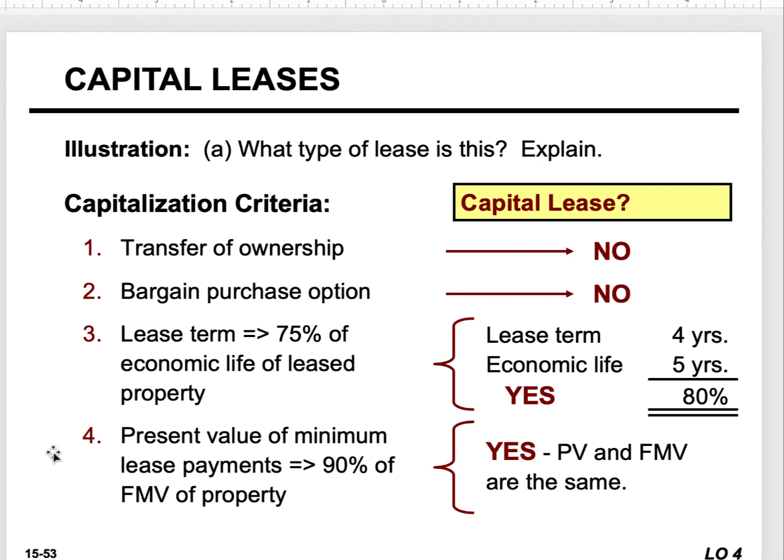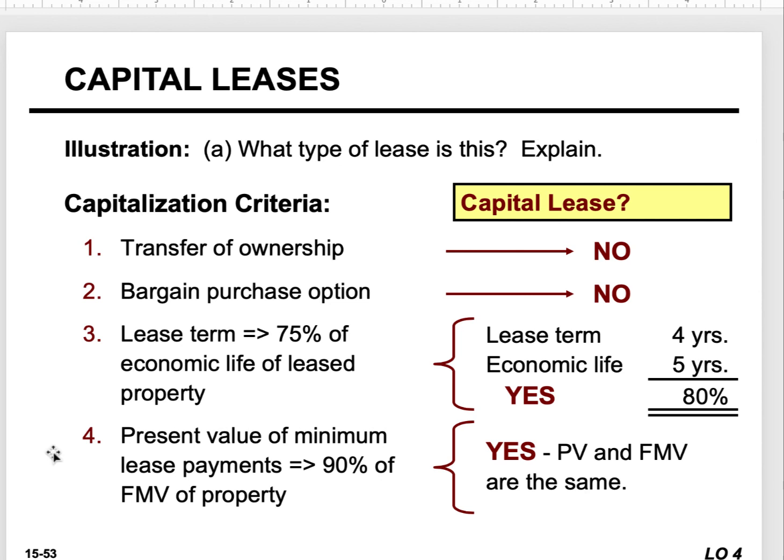Stop, because remember, we have to hit one out of the 4 criteria. Because the lease term is equal to or greater than 75% of the economic life of that piece of property, we have to capitalize it. Okay? Now, for sake of argument, let's just keep going. In the real world, we would stop and say it's a capital lease, right? But for sake of argument, let's say that this answer was no.